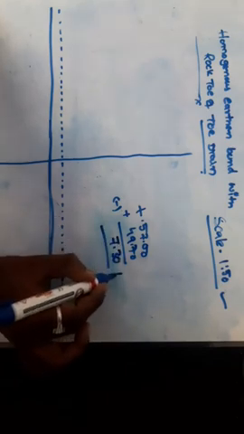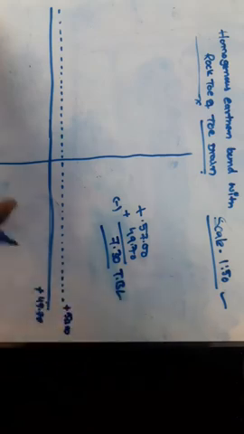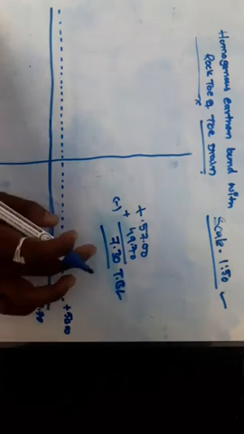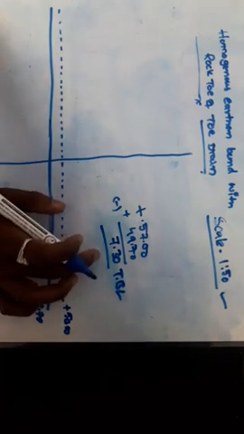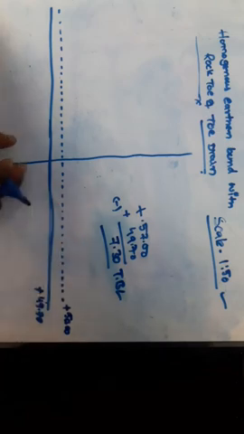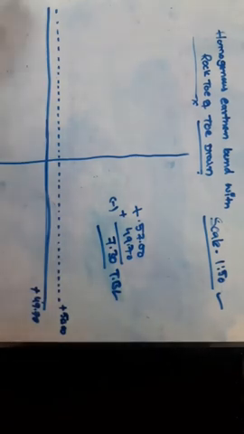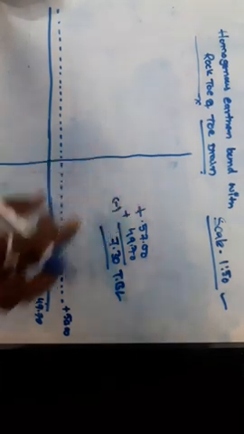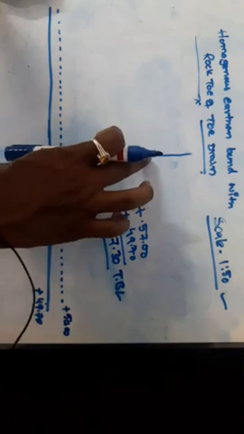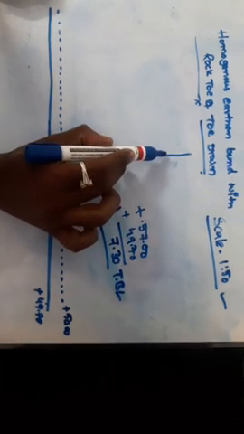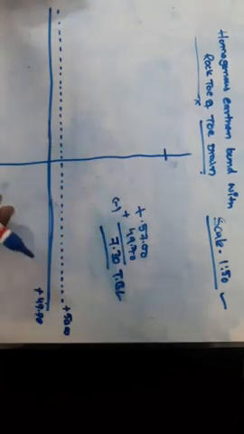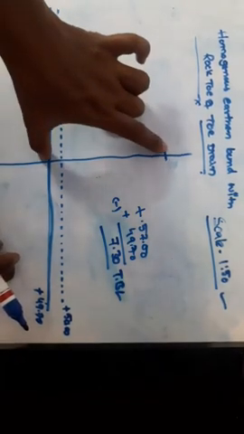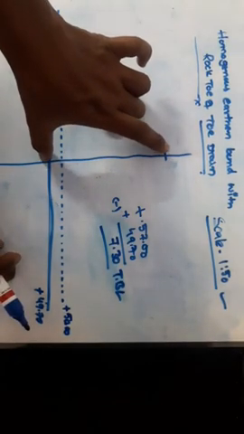This is the TBL, that means the height of the earthen bund from stripped ground level. 7.30, this is the height of the earthen bund from stripped ground level. From stripped ground level to the height of the earthen bund is 7.30. We have to draw this point, from stripped ground level to top of the bund.